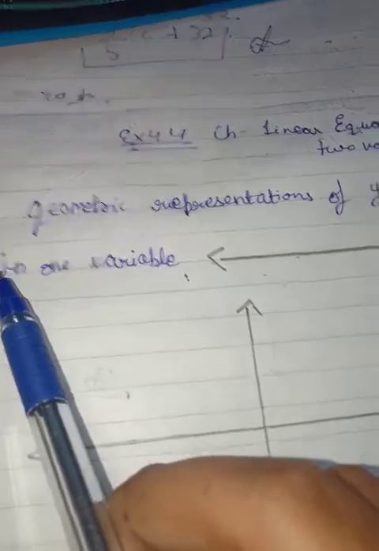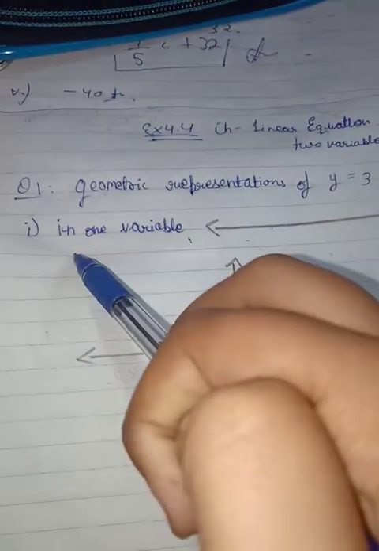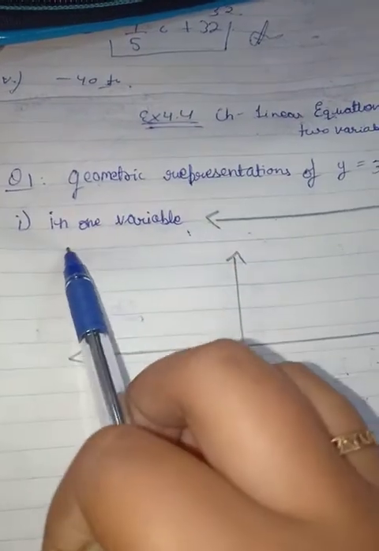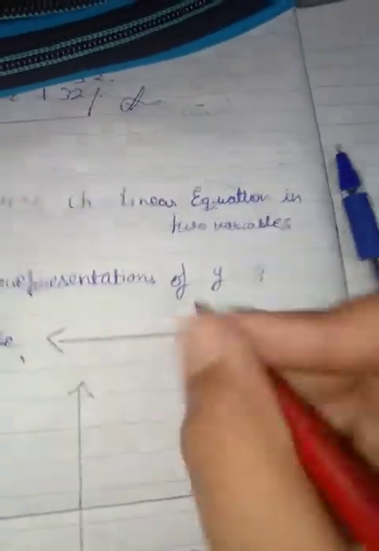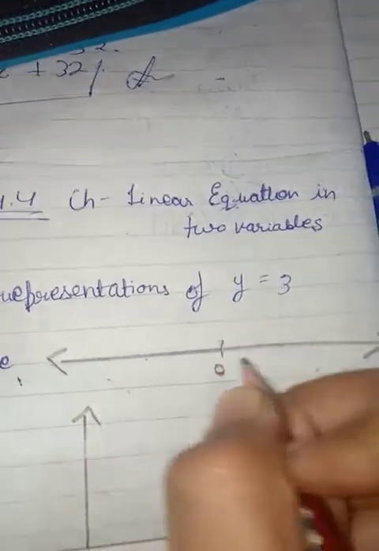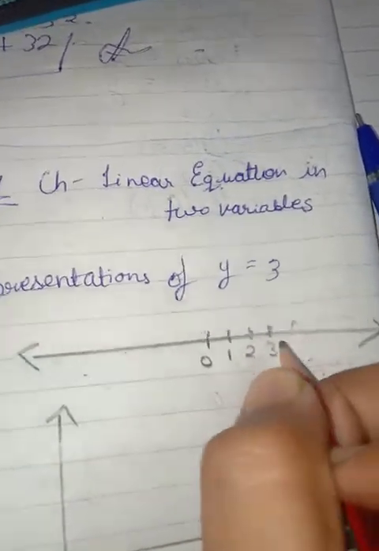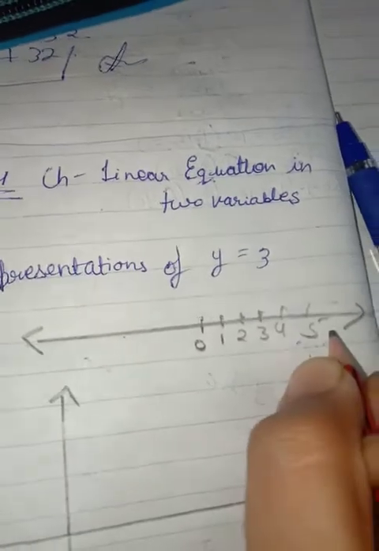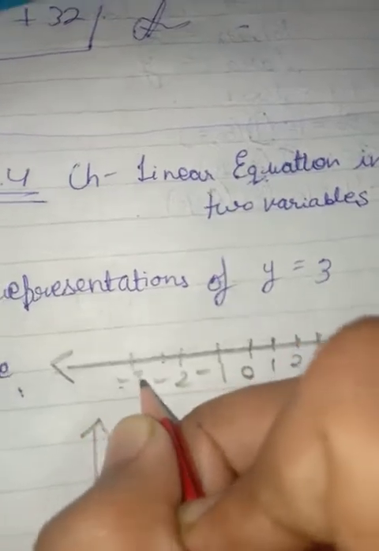Question 1 is saying: give the geometric representation of y = 3 as an equation. The first is saying in one variable, so we have to show it in one variable. In one variable we will draw one straight line, as a number line. This side is positive, this side is negative. So -1, -2, -3 and -4.